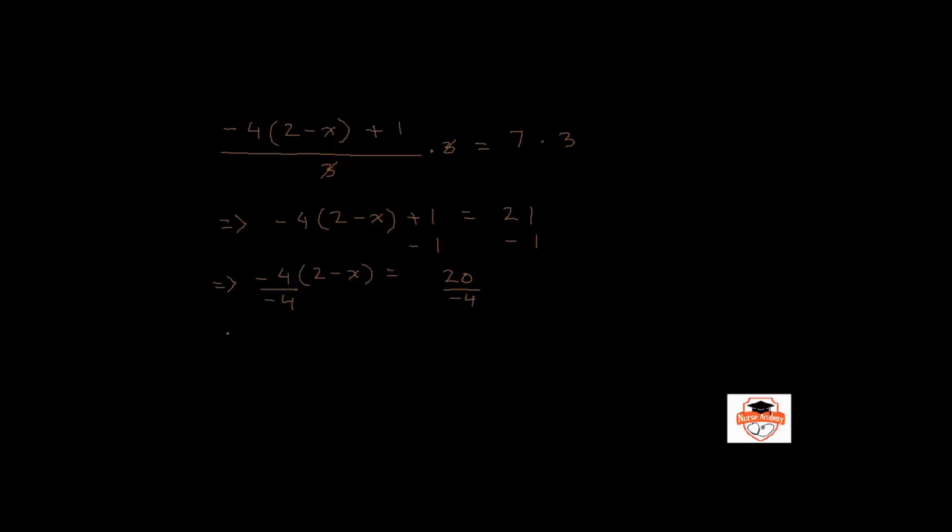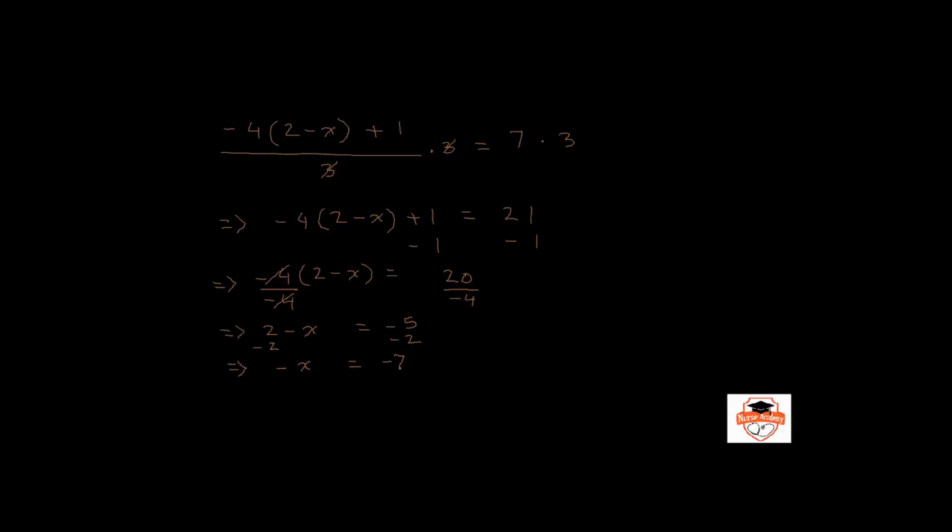Get rid of the negative 4 then by dividing both sides by negative 4. So we have 2 minus x, negative 4 and negative 4 cross off, is equal to a positive 20 divided by a negative 4, which gives you a negative 20 divided by 4 is 5. So we have 2 minus x is equal to negative 5. So how do we isolate x? We need x, we don't need 2 minus x. So our next job could be to subtract 2 from both sides, which will give us 2 minus 2 is 0. So we have 0 minus x, or simply negative x, is equal to negative 5 minus 2 is negative 7.